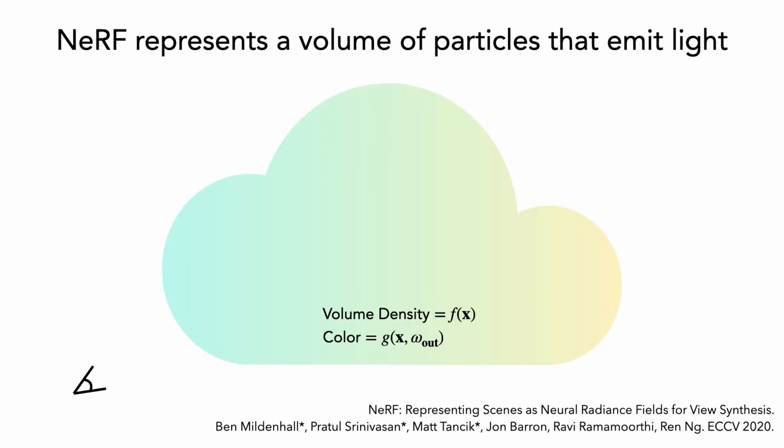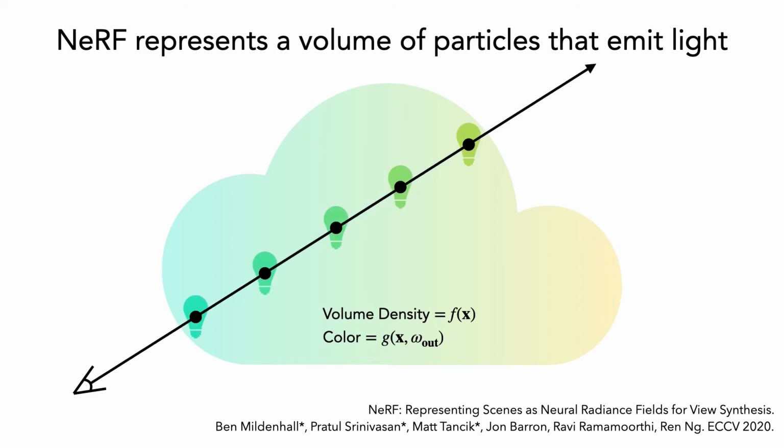Let's take a look at why this is the case, using this visualization of a toy scene that just consists of this colorful cloud. We can think of NeRF as representing a scene as a continuous volume of particles that emit light. So we have an MLP F that outputs the volume density at any location x, and another MLP G that outputs the color emitted by particles at that location, along any viewing direction, omega sub out.